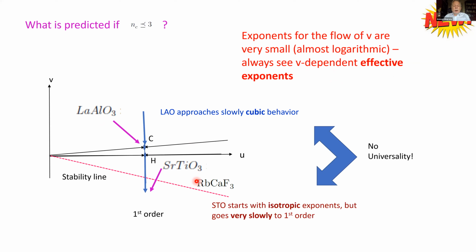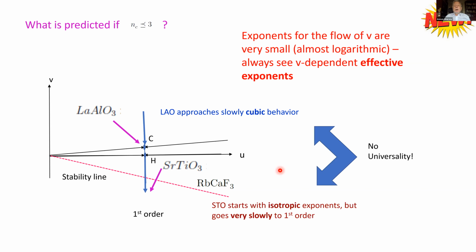Furthermore, if this is the situation, the cubic fixed point is up there and strontium titanate is down here, then as I already told you, it will first maybe move that way, but then it will move that way, and it will become first order when it crosses the stability line. In fact, rubidium calcium fluoride, as I will mention in a few minutes, sits maybe even further down along the V direction, and it does show a first order transition experimentally, maybe because it is close to here and therefore it's very easy for it to flow down there, maybe for other reasons. I'll come to that in a moment.